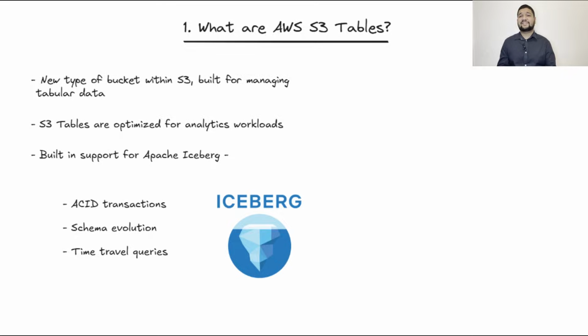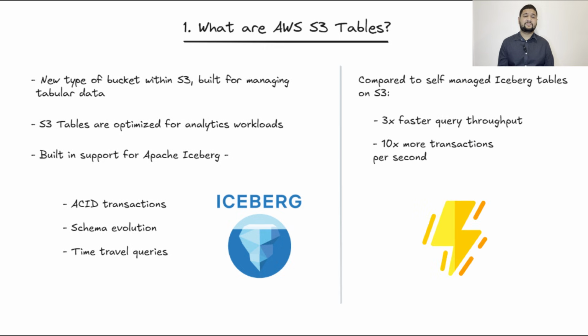Let's start with the basics. AWS S3 tables are a new type of bucket within S3, purpose built for managing tabular data. Unlike traditional S3 buckets, S3 tables are optimized for analytics workloads. They come with built-in support for Apache Iceberg, an open table format designed to handle massive datasets with features like ACID transactions, schema evolution, and time travel queries.